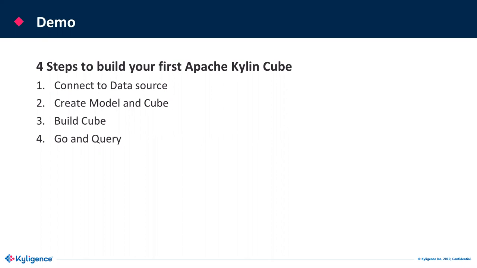And then you can use Apache Kylin's web UI to create and design your model and cubes. After designing the cube, you can trigger a job to load data into the cube. Waiting for a couple minutes or a couple hours when the cube is built, you can go ahead to run some queries against the cubes you built. All right, so let's go ahead to see the video.